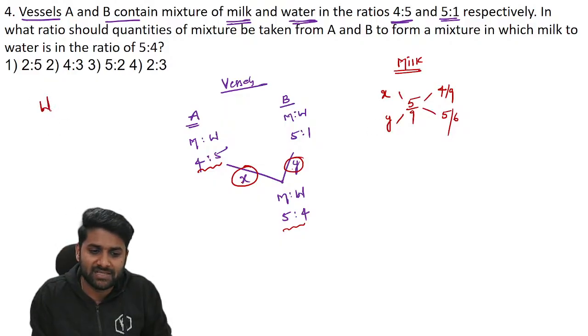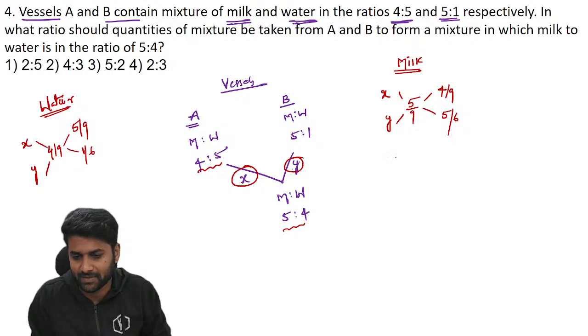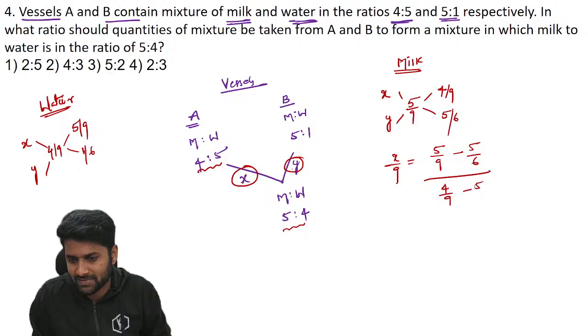Otherwise, if we are interested in water, let's pick the water values only. If we are taking X liters, then the water concentration is 5 by 9. We are taking Y liters, and here the concentration is 1 by 6. And together the concentration is 4 by 9. Just equate them. Now see, X by Y is equal to 5 by 9 minus 5 by 6, divided by 4 by 9 minus 5 by 9.